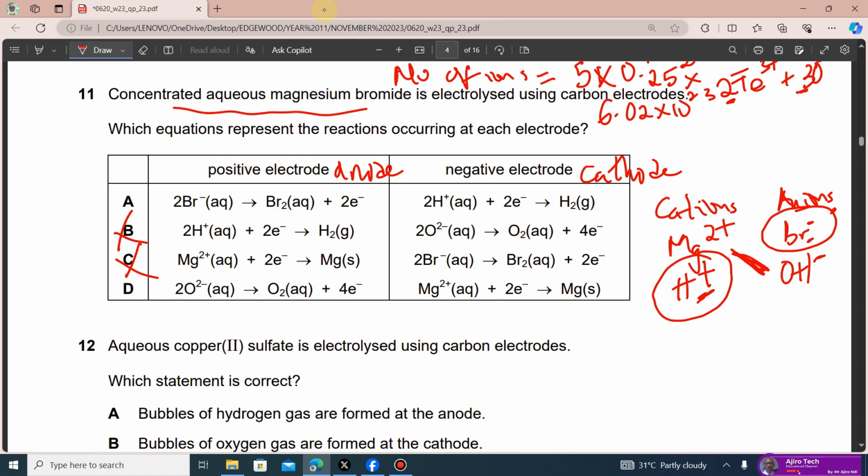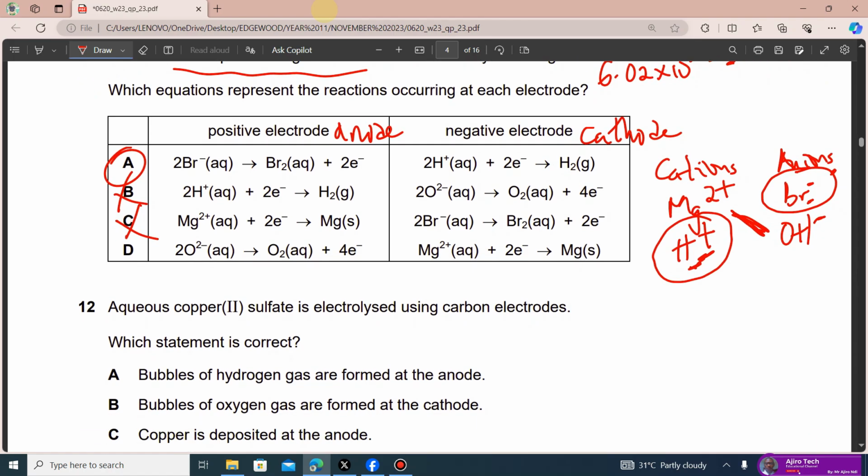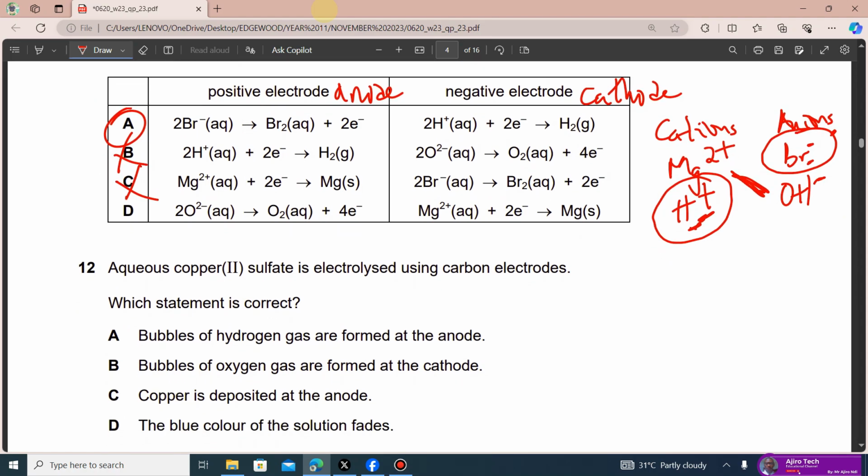So you see that option A matches that. That's the template for concentrated aqueous solutions of the salt. The hydrogen goes to the cathode, and the bromide or the halogens go to the anode. Just learn that as a template.